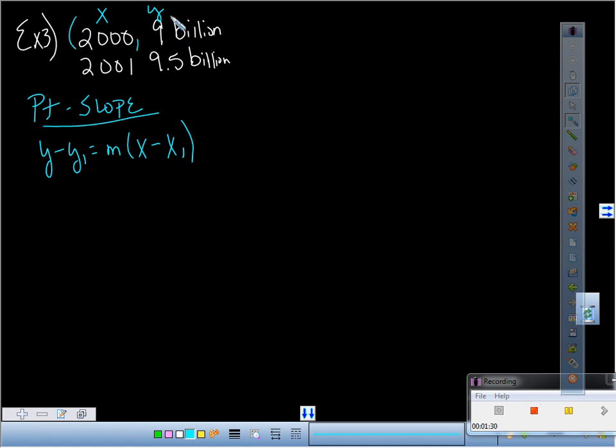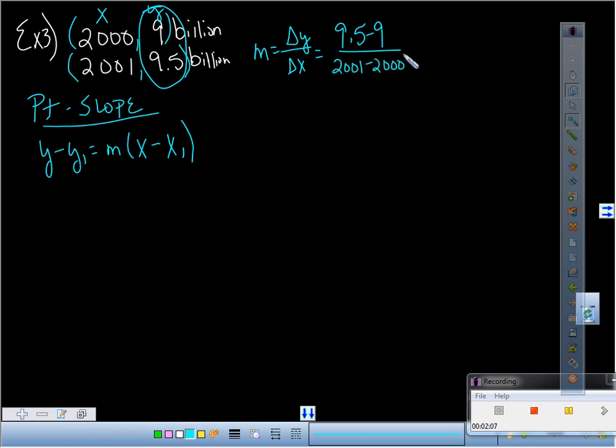Here's one, and here's the other. So, either point you can use for your point, but we have to have the slope. So, 2 points stacked up, I like that. Circle the y's because they go where? On the top. So, my slope is delta y over delta x, the change in y with the change in x. If I say 9.5 minus 9 on the top, what do I have to say on the bottom? 2001 minus 2000. Very good.